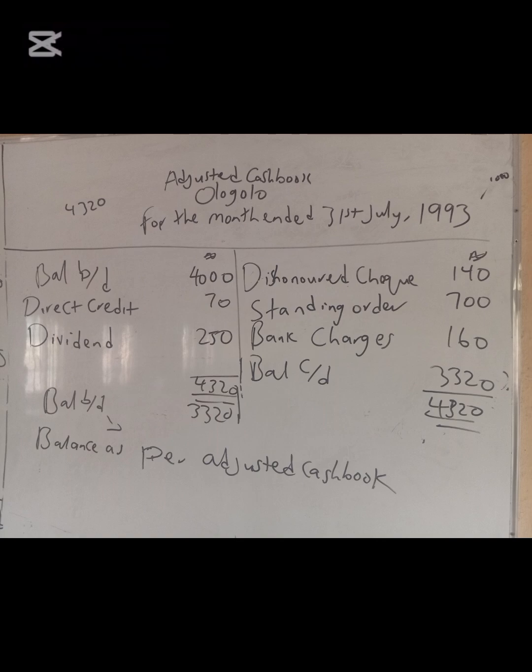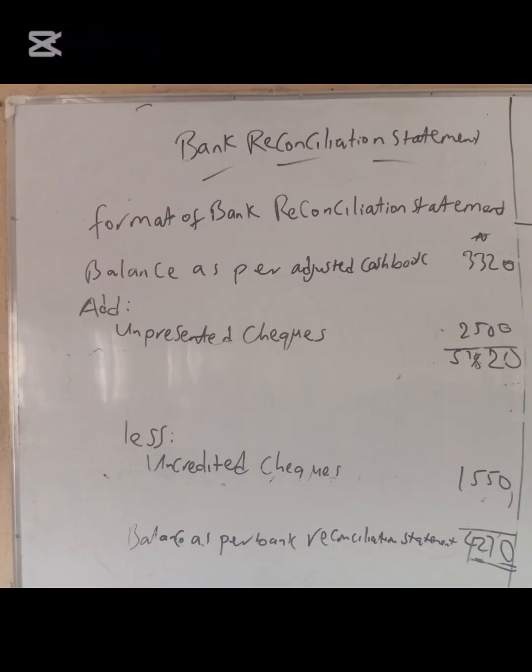Let's use the first format. Like I said, it's done that way. The format is: balance as per adjusted cash book. That balance we had in our cash book just now, 3,320. We bring it, add unpresented checks. Remember the part of the question that said there were some checks that were not presented, 2,500. We add it, and see what we get, 5,820.